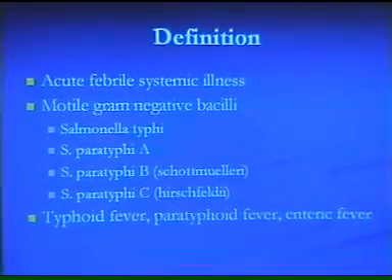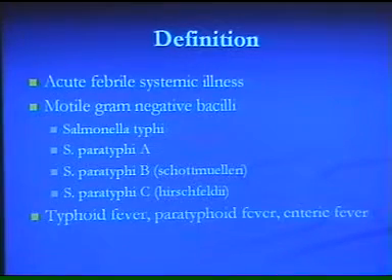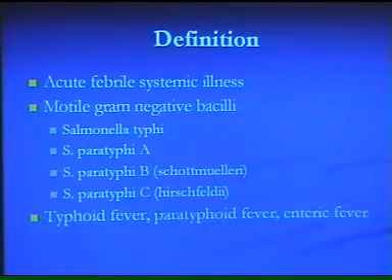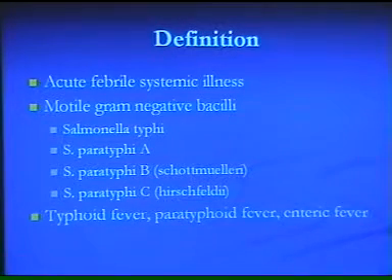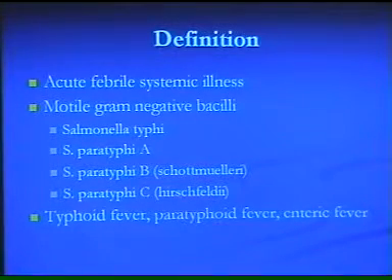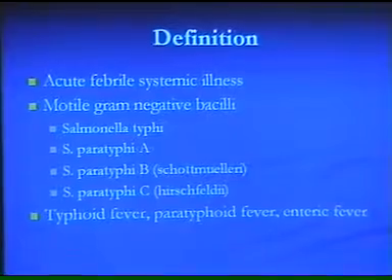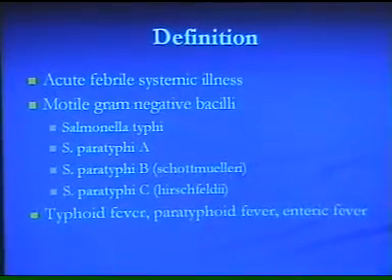A more discrete definition: it's an acute febrile systemic illness. Systemic means that the whole body is involved. It's not a localized infection. It is usually caused by a motile gram-negative bacilli, which could be Salmonella typhi or paratyphi.